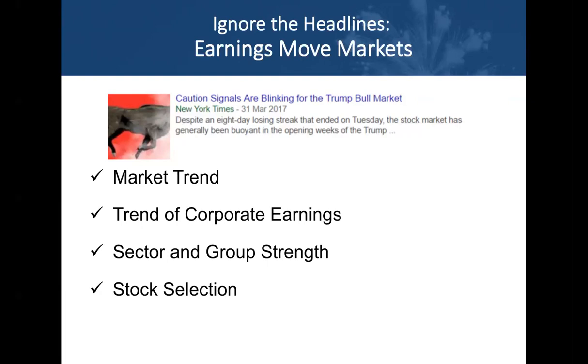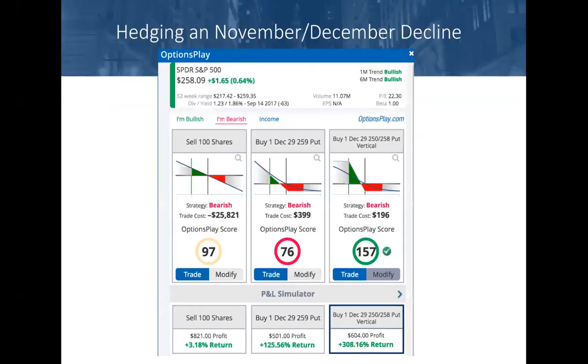So what's really important is not what the gurus are saying. It's the trend of the market, and we've seen that that's up. It's the trend of corporate earnings. It's finding the right sectors and industry groups, because you can improve your options trading by focusing on strong stocks and strong industry groups for your call trades, and weak stocks and weak industry groups for puts, and stock selection. Those are the four things that are important. Now, in case you don't believe me, or in case you're part of that 20% that's bearish, here's how you hedge your portfolio against a November, December decline.